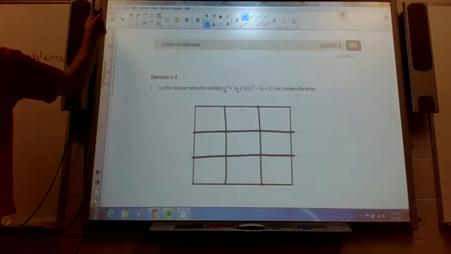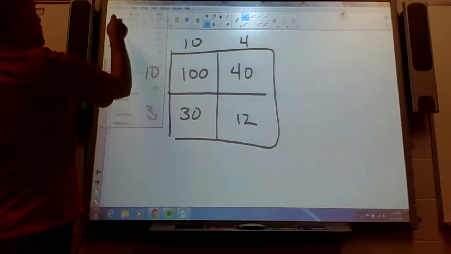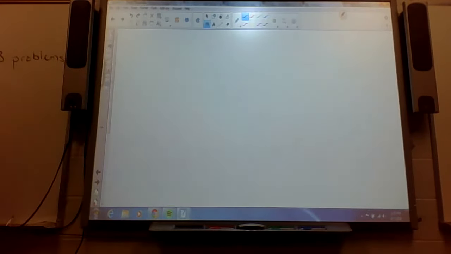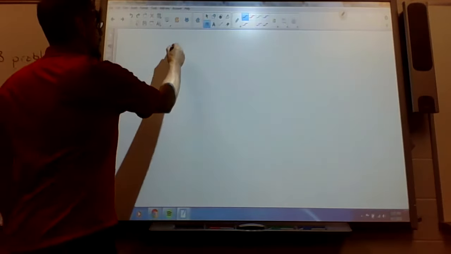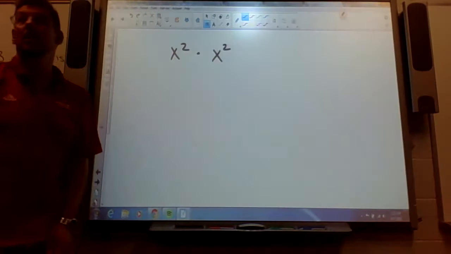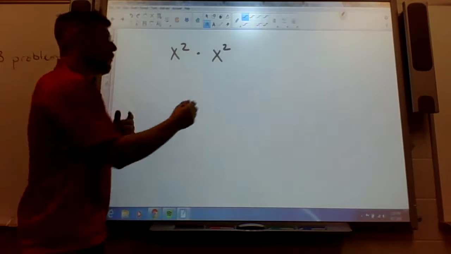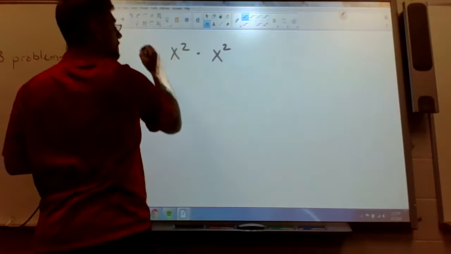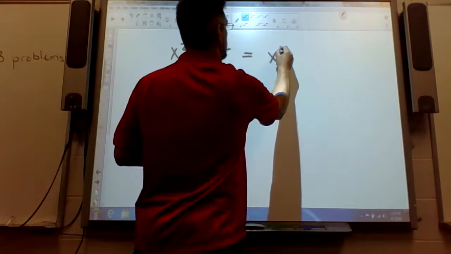Let's do this real quick. Not that I think you guys don't know this, but I want to make sure you understand it clearly. X squared times x squared equals x to the fourth, right?